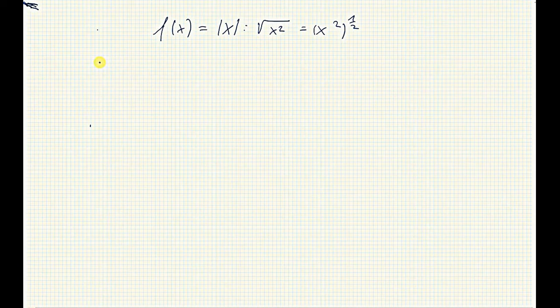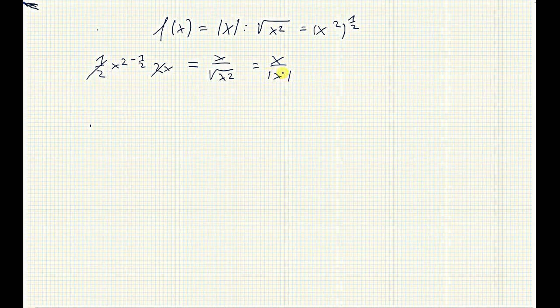We get a half times x squared to the minus a half, which is also 1 over the root, times 2x. Now this 2 kills this half, and we are left with x over the square root of x squared, which is x over the absolute value of x.